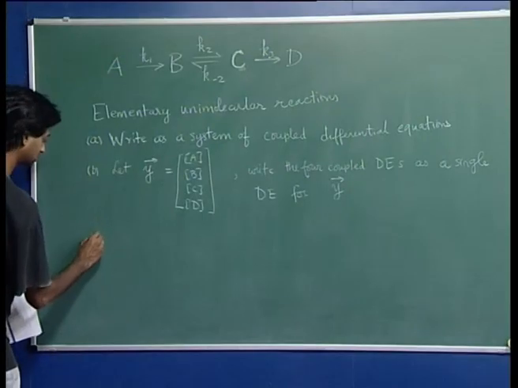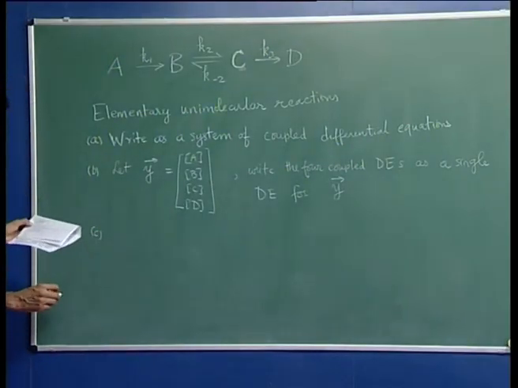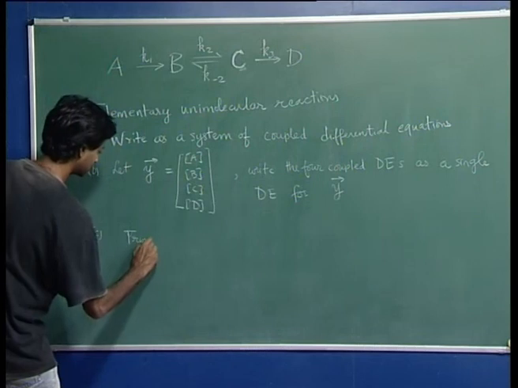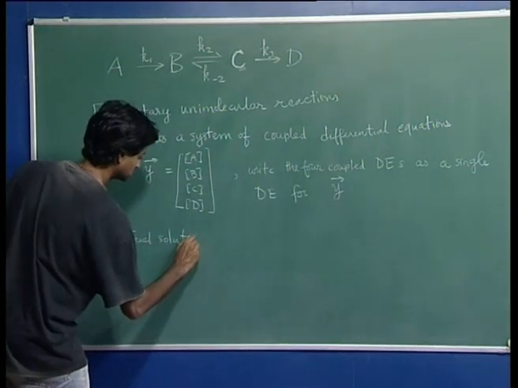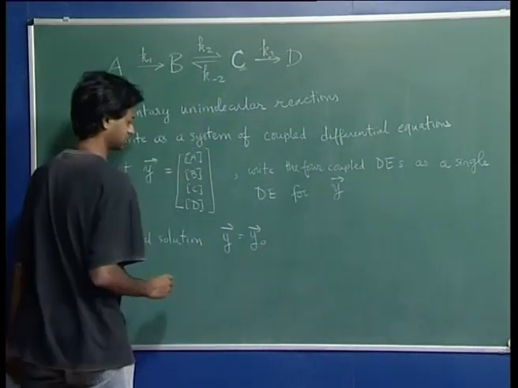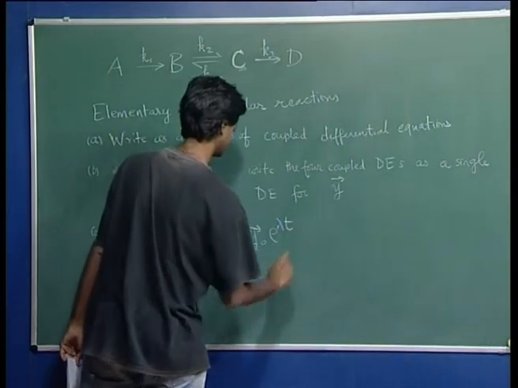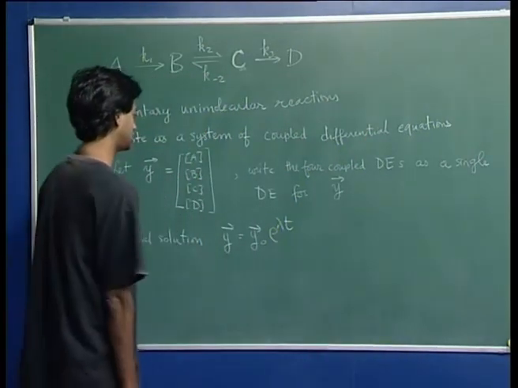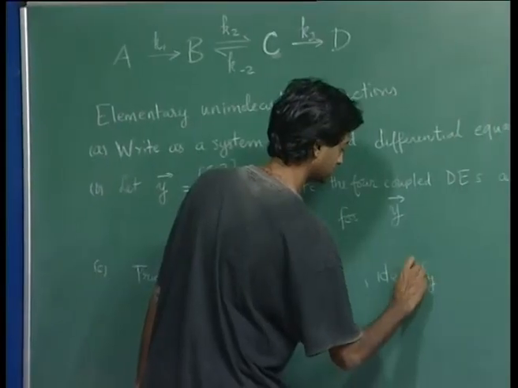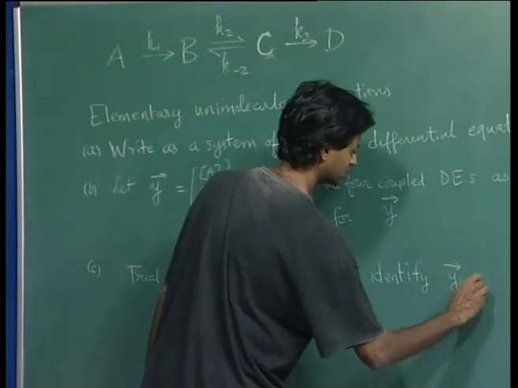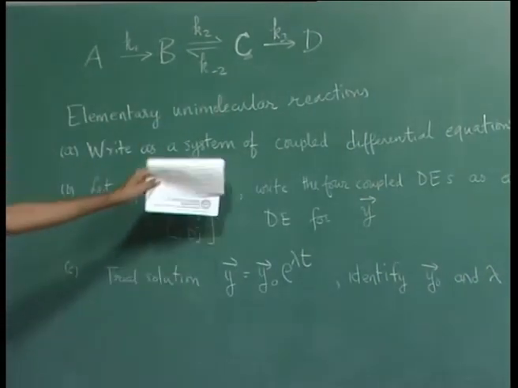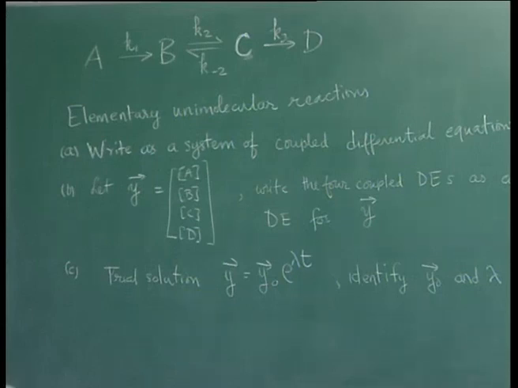Then the next part is, you consider a trial function. So trial function, trial solution y equal to y0 e to the lambda t, okay, and identify y0 and lambda. Okay, so you try this. So try the solution in the differential equation, and you identify what y0 and lambda are related to.